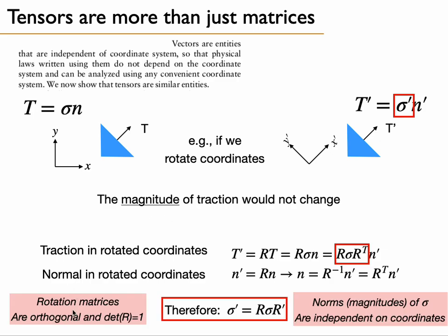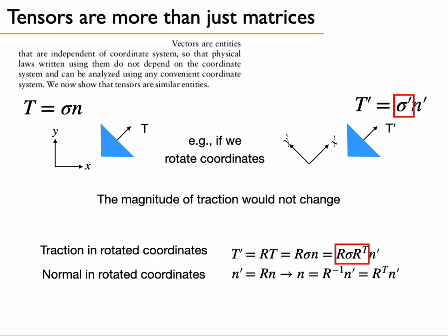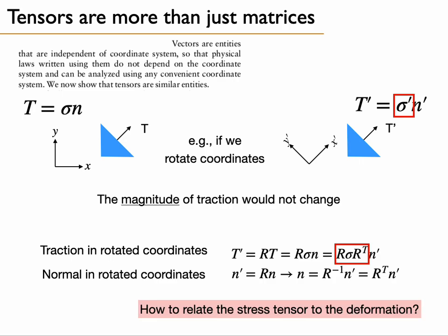So the rotation matrices are orthogonal, so that the determinant of r is equal to 1. And all the norms, the magnitudes of sigma, the invariants of sigma, will be independent of the coordinate system. So that's a special feature of tensors. They have to be objective.